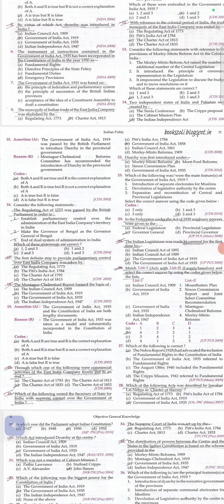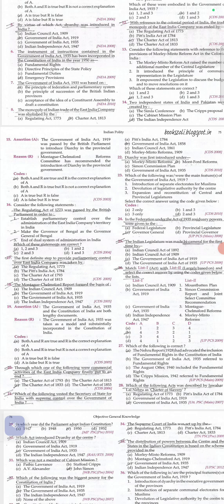Consider the following statement: the Regulating Act of 1773 was passed by the British Parliament in order to establish parliamentary control over the administration of the East India Company's territory in India, make the Governor of Bengal the Governor General of Bengal, and end the dual system of administration in India. The first definite step to provide parliamentary control over the East India Company was taken by the Regulating Act 1773. The Montagu-Chelmsford report formed the basis of the Government of India Act 1919.